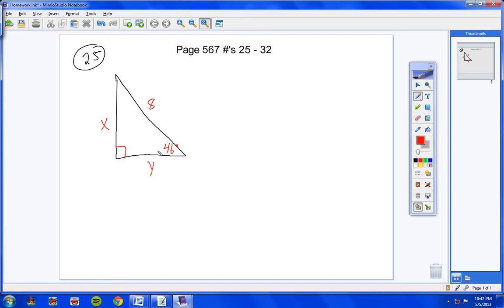So here we go. See this angle here? 46. Let's go straight across. We're going to call this our opposite side. Here's my right angle. Go straight across. This is called my hypotenuse. And this side here is called my adjacent side. Now, let's start with sine. We're going to use sine of 46. That's my angle right here. Sine of 46 equals opposite over hypotenuse.